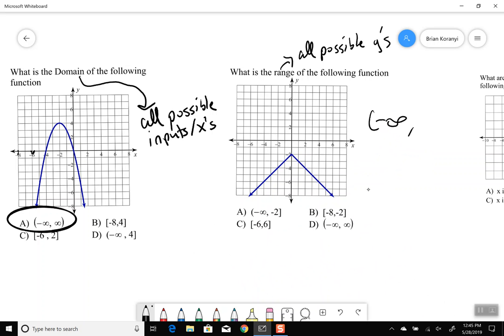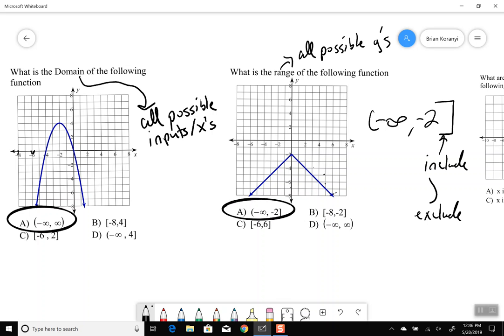And then as I'm getting bigger, the y values go up. -8 gets hit, -7, -6, -5, -4, -3, up to the highest y value possible, which is -2. And I want to make sure I include -2. Bracket means I include that value. Parenthesis means I exclude that value. Because it's filled in, there's no open hole here, I want to include -2, so this should be -infinity up to -2 as my possible range, my possible y values.